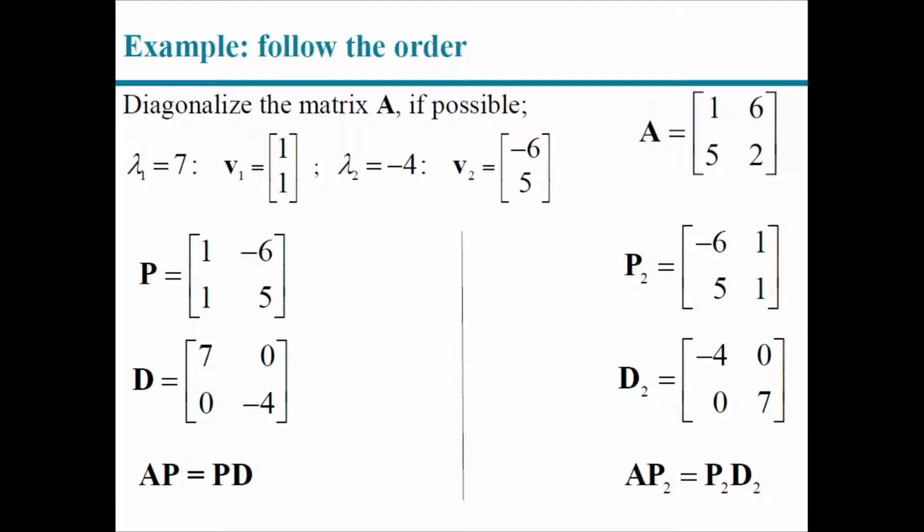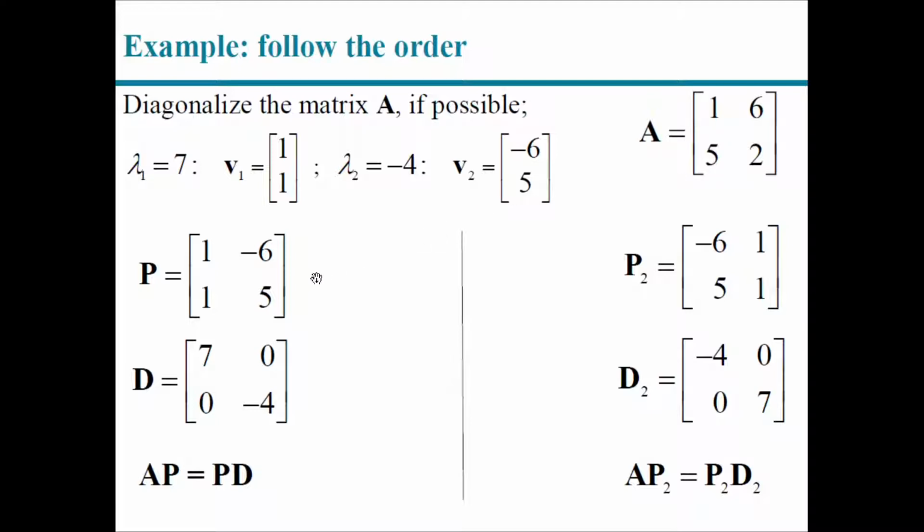Now, what about the order? Well, order is your choice, but you need to be consistent with it. Here I have again a 2 by 2 matrix A, and I computed eigenvectors and eigenvalues. Eigenvalue 7 has algebraic multiplicity 1 and geometric multiplicity 1, obviously. And my eigenvalue -4, also algebraic and geometric multiplicity 1. So that means A is diagonalizable.